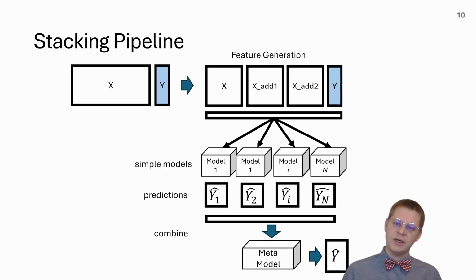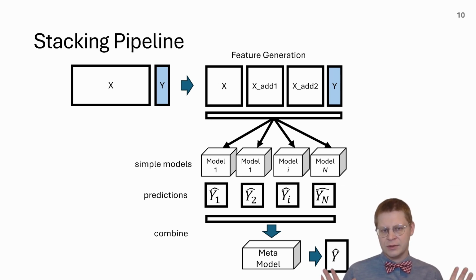The stacking pipeline involves two steps. First one is training several models like logistic regression, decision tree, or any other like support vector machines maybe. The key is different models. Then using their predictions as input features for a meta model.